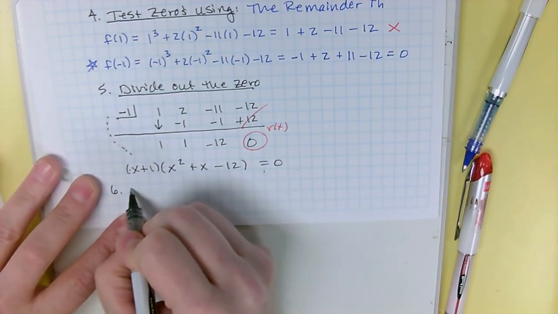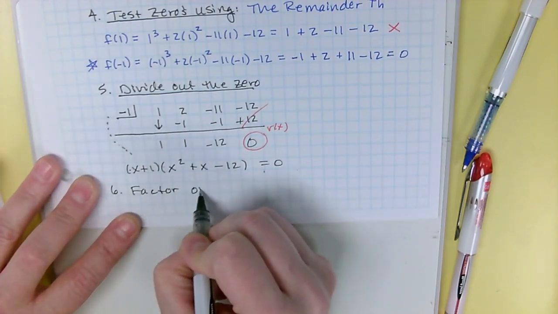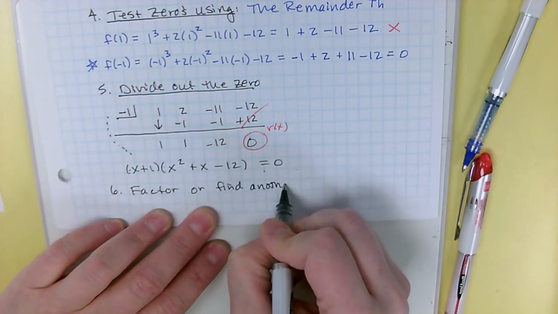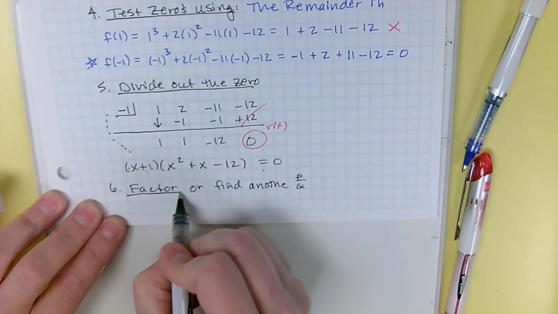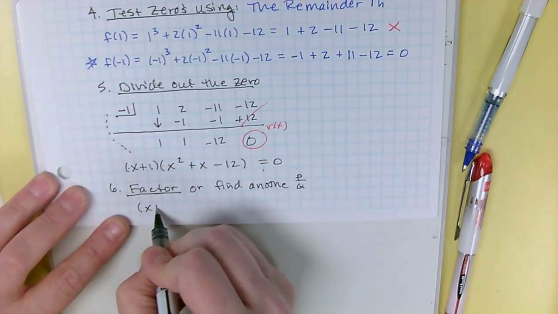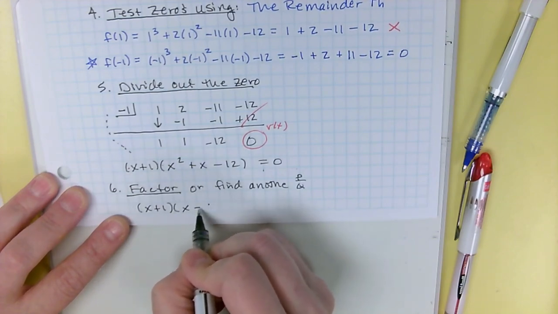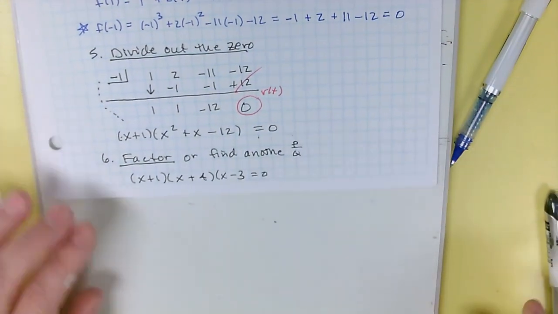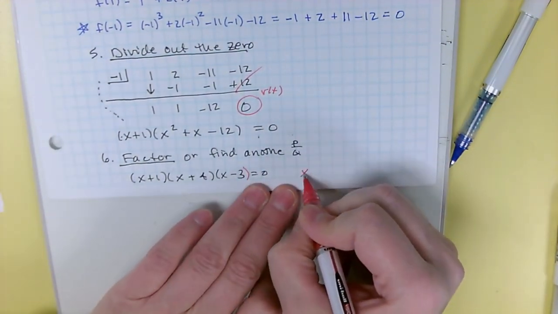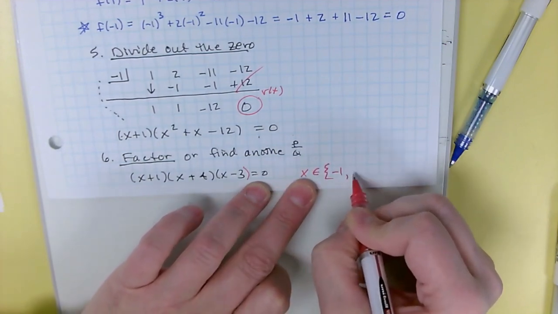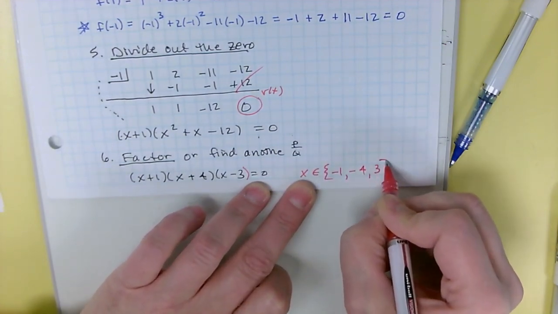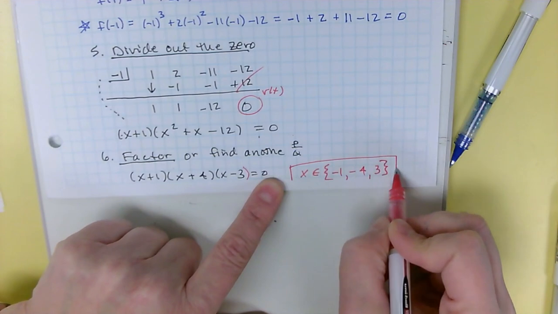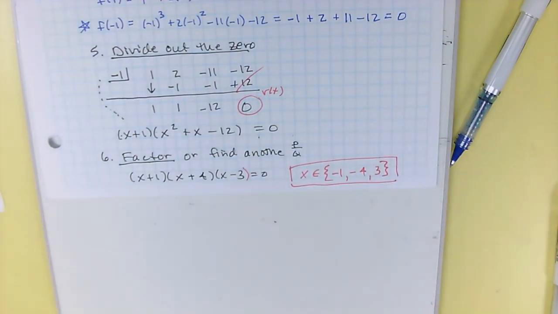So the last step is factor or find another p over q. Most of these you can just factor. We get x plus 1, x plus 4, x minus 3. And I'm going to skip the actual solving of these because I know you know how to do that. So my solutions are -1, -4, and 3. And we started with a degree 3 polynomial, so we know that we have all 3 solutions in front of us.